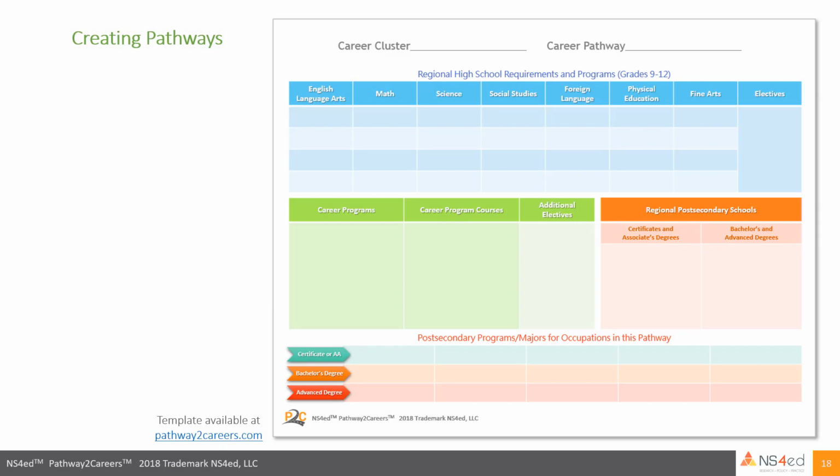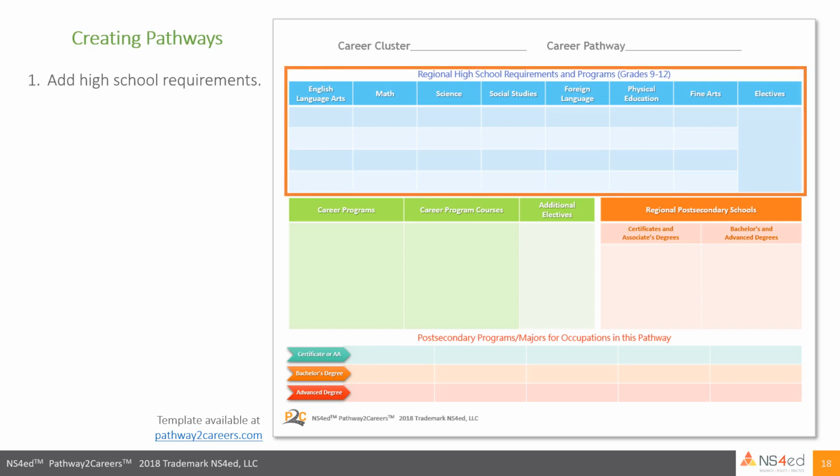To complete the second page of the template, you'll want to focus on education and training opportunities available in your region. Begin by adding general high school requirements for each subject area. There are 4 boxes per subject to represent each year of high school.